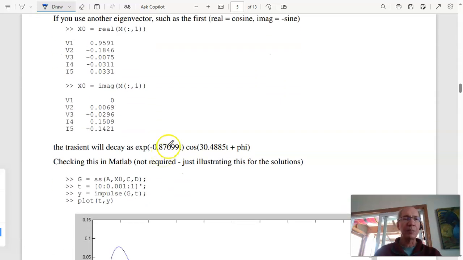In contrast, if I make the initial condition a different eigenvector, like the first one, the first eigenvector has a pole at minus 8 plus j30. That'll decay as a decaying exponential. For a complex eigenvalue, I've got complex eigenvectors. If I take the real part, that gives me a cosine function. The imaginary part gives me a sine function.